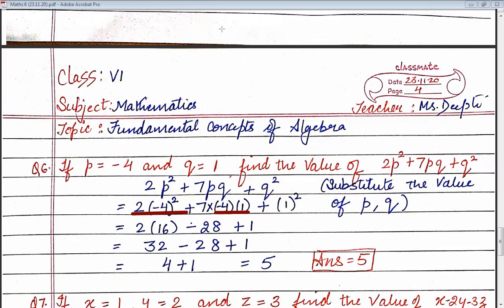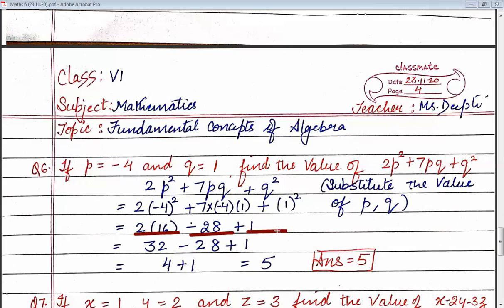So now the next step is minus 4 square will become 16. Because minus 4 square means minus 4 into minus 4, which will come 16. Now next term, 7 into minus 4 into 1, and our answer is 7 fours are 28, and the minus sign will come in the answer. Now 1 square. 1 square means 1 into 1.